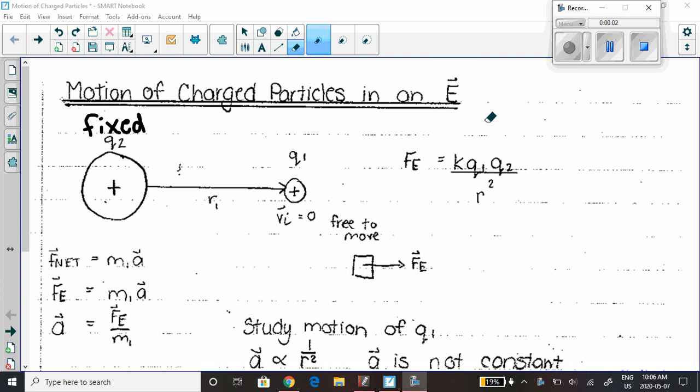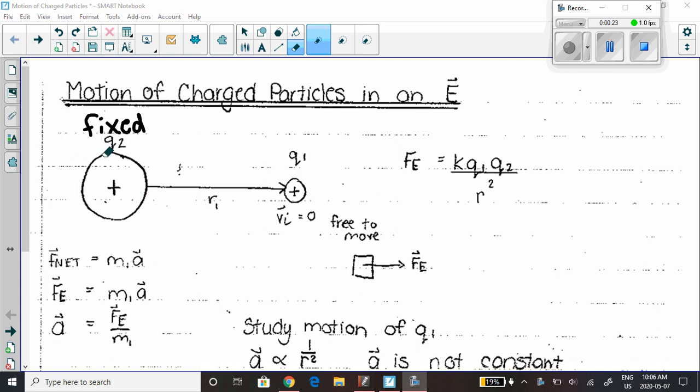Okay, kids, we're back, and we moved on to motion of charged particles in an electric field. Motion of charged particles in an electric field. So let's do this first example here.